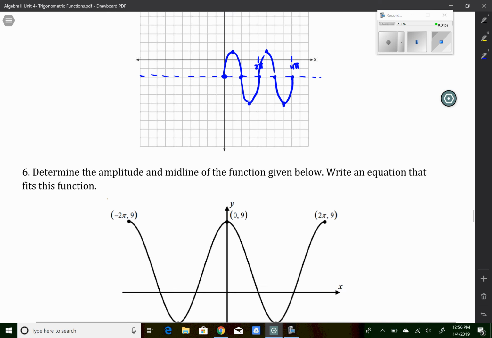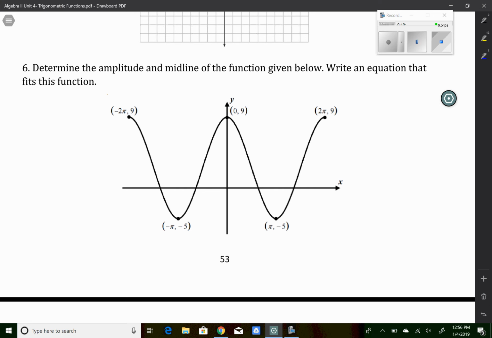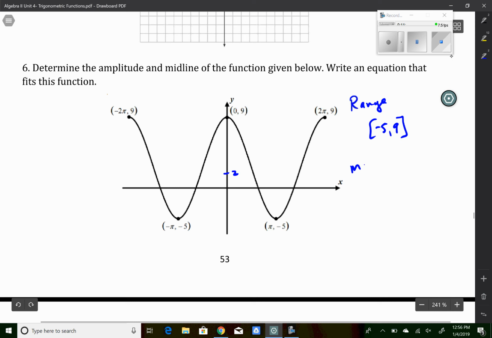Number 6 says, determine the amplitude and midline for the function given below. Write an equation that fits this function. So if I'm starting at -5, so my range is from -5 to +9. What would be the middle of that? Right, so I'd have to go up 7, so I'd be at 2. So the midline is y equals 2. That would be halfway between the top and the bottom. The amplitude is a equals 7.